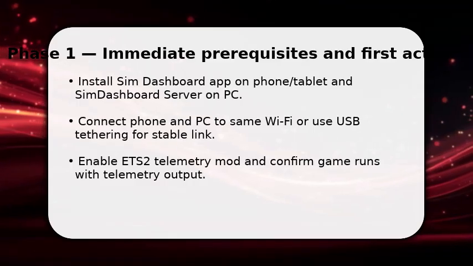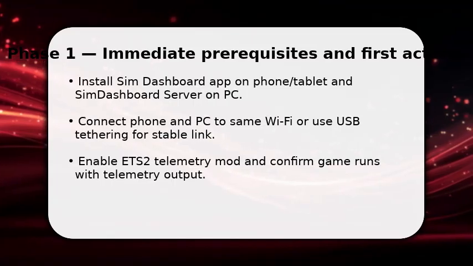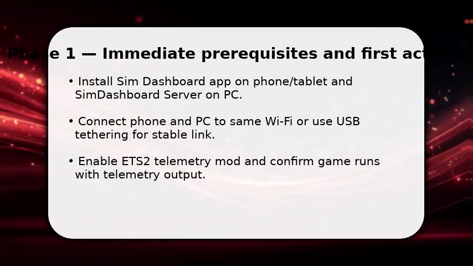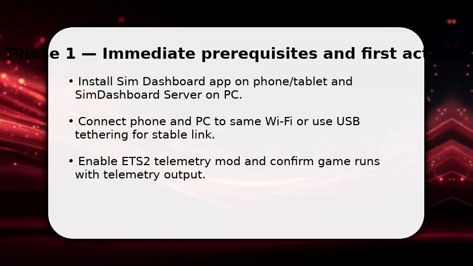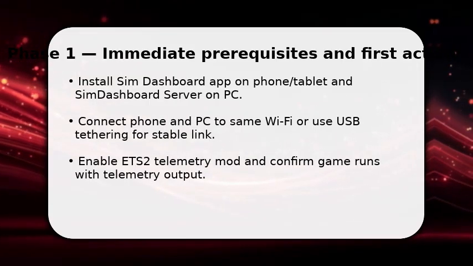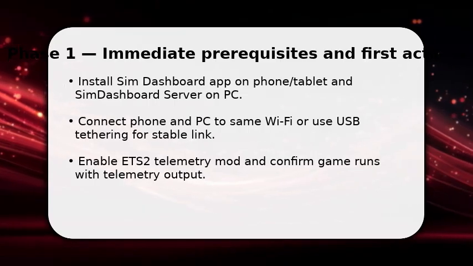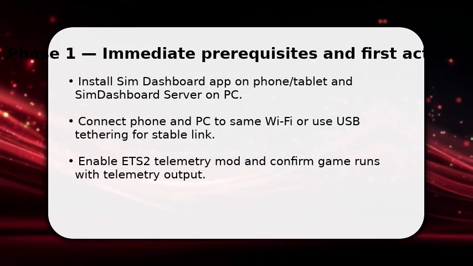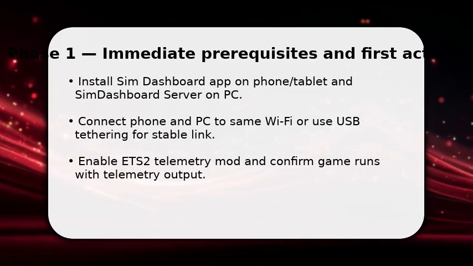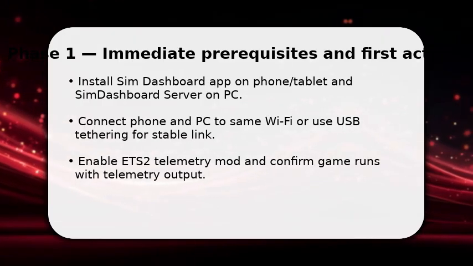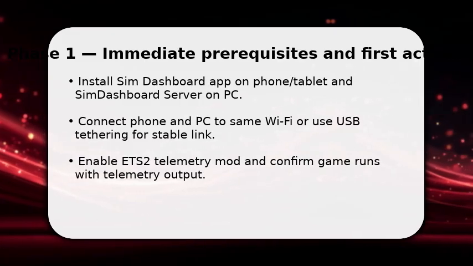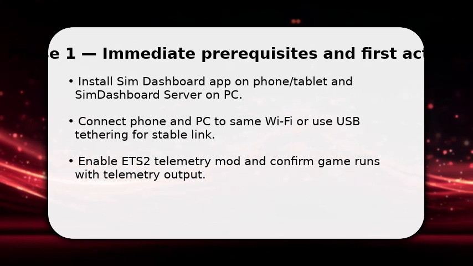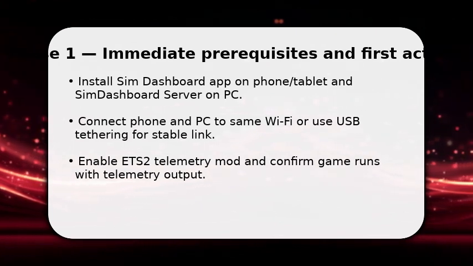You start by getting essentials in place. Install SIM Dashboard on your mobile device, then install the SIM Dashboard server on the PC. Next, make sure ETS2 has the telemetry mod enabled so the game sends data out. Without telemetry, nothing updates. Once done, connect both devices to the same Wi-Fi network or use USB tethering for a direct link, because consistent network addressing prevents dropouts. Finally, launch the server app on the PC and note the IP address it displays for the next step.